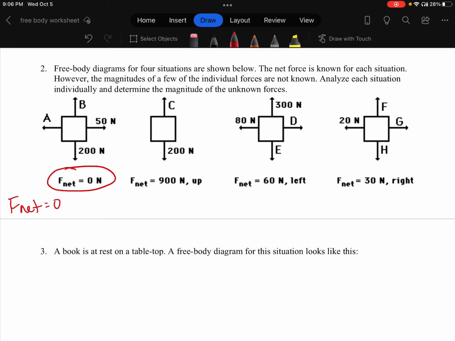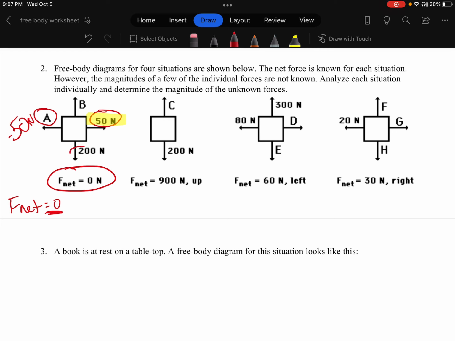Left to right, we have 50 going this way. So what do we need to balance it out in the x dimension? In the x dimension, we have a 0 net force because overall the net force is 0. So how do you balance positive 50? Positive 50 is over here. What do we need on the left side? We're going to need another 50. It's just going the opposite direction, so it's negative.